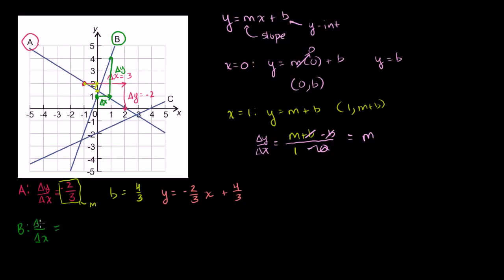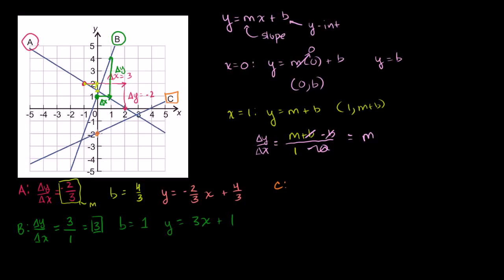So delta y over delta x. When we go to the right, our change in x is 1. Our change in y is positive 3. So our slope is equal to 3. What is our y-intercept? Well, when x is equal to 0, y is equal to 1. So b is equal to 1. So this was a lot easier. Here the equation is y is equal to 3x plus 1. Let's do that last line there. Line C. All right. So let's do the y-intercept first.